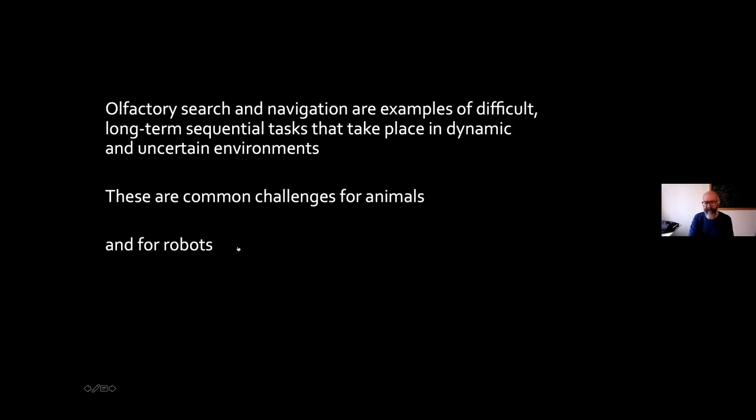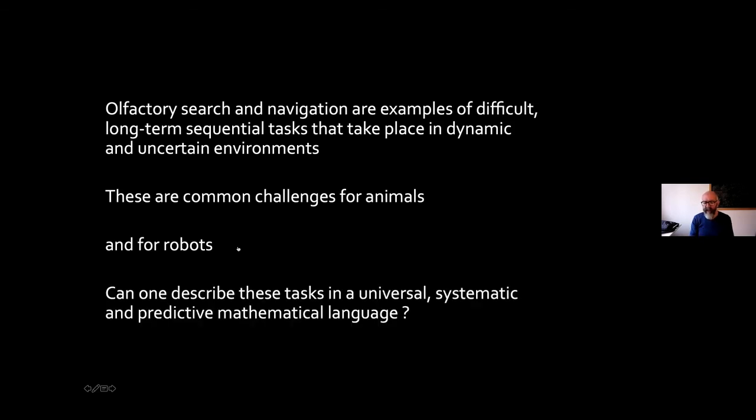So the general question that I will try to address next time is whether there is a mathematical language that can describe these kinds of tasks in a way that is independent as much as possible from the specific details of the problem at hand. It's systematic and it's predictive in the sense that it can provide answers to the question, why is the agent reacting in this way? Is it trying to optimize this kind of quantity?